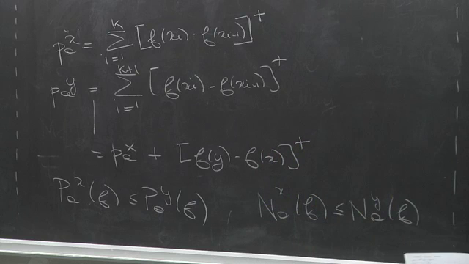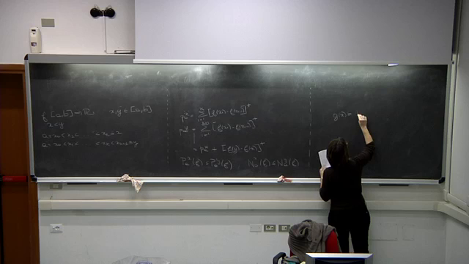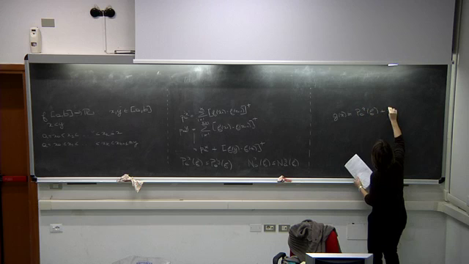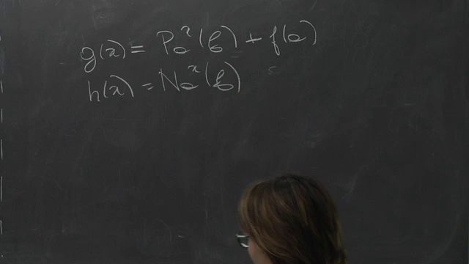And so, if you remember, we saw that we can split f into increasing functions. So you had g of x that was equal to P_A^x(f) plus f of a, and h of x, which was just the negative variation. Okay, now we prove this theorem.